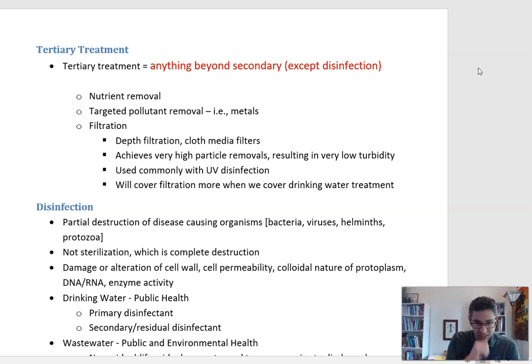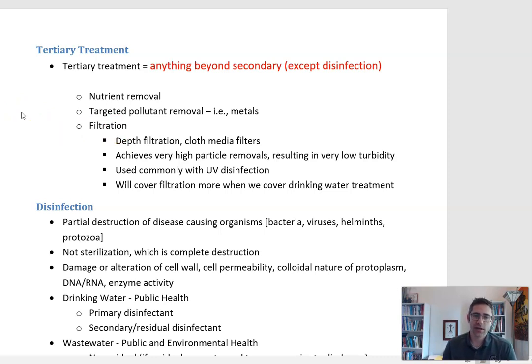The two typical things that you might see are something specific for nutrient removal. So if you have, for example, chemical phosphorus removal, you might have some tanks where some chemical is added to achieve chemical precipitation of the phosphorus, and then filtration. Or some sort of targeted pollutant removal. This would maybe be in the context of filtration. Filtration can also be added for particles in general.